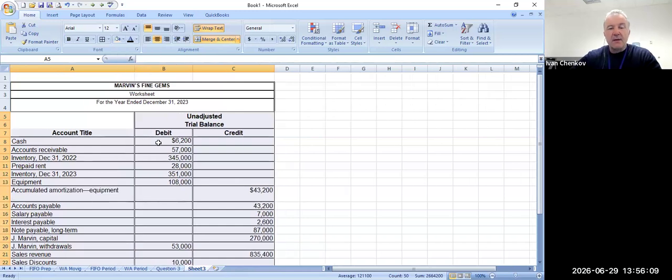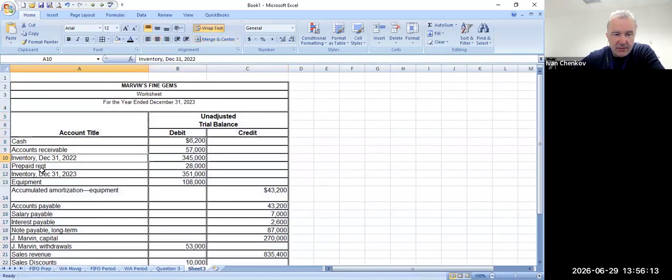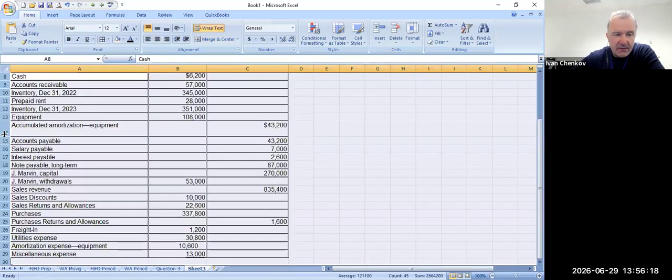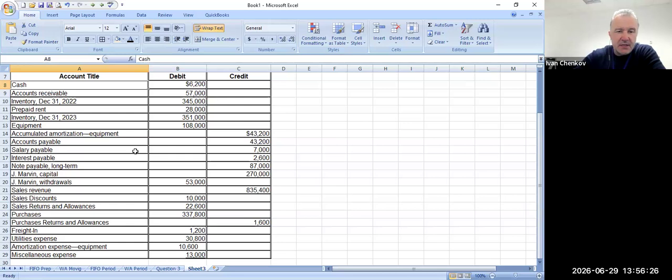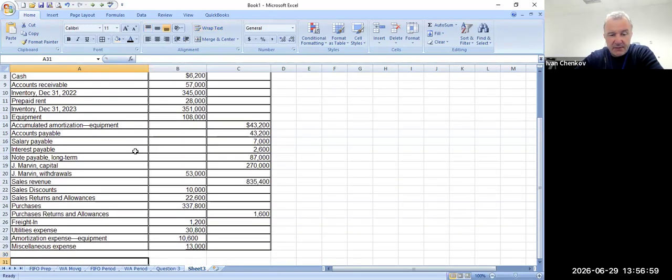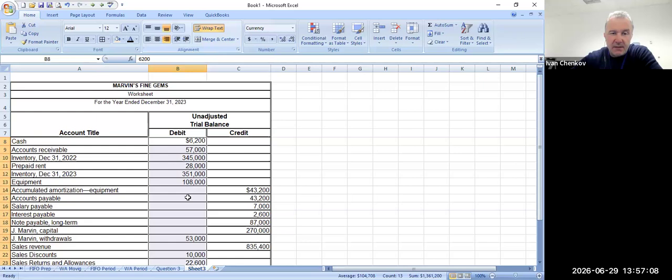Once we see this kind of information, I want you to get a little bit comfortable and start thinking: what kind of company is this, only by seeing the accounts? As you can see, this company has cash, accounts receivable, inventory, prepaid rent, inventory ending balance, equipment. Those two, inventory beginning and ending, should tell you that this company is using the periodic inventory system. The next thing we can see is sales revenue, sales discount, sales return allowances, purchases, purchase return allowances, freight, and then the expenses. So definitely this company is using the periodic system, since they have all those different accounts at the same time.